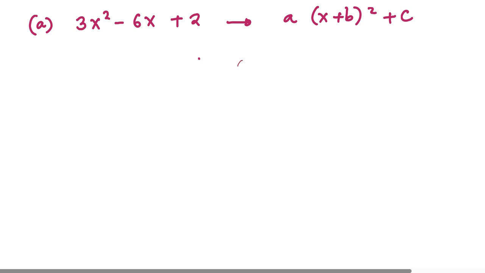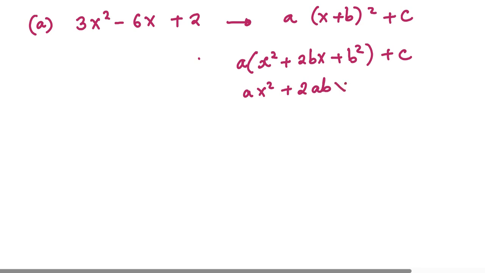So leaving a alone, I can expand this double bracket and it is basically x squared plus 2bx plus b squared. I make the a enter and I'll end up having ax squared plus 2abx plus ab squared plus that c. So now when you reach this final step of expanding the right hand side in which they want you to express the answer, you are going to compare coefficients.